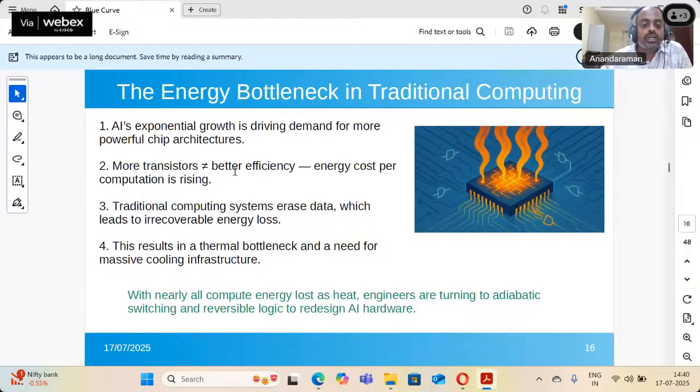With more transistors, the energy cost for computing is rising. Traditional computing systems erase data, which leads to irreversible energy loss. This results in a thermodynamic bottleneck and a need for massive cooling infrastructure. Even for quantum computers, as discussed earlier, quantum gates are reversible but the measurement is irreversible. To keep away external influences, we need dilution refrigerators for quantum computers. That also takes energy.